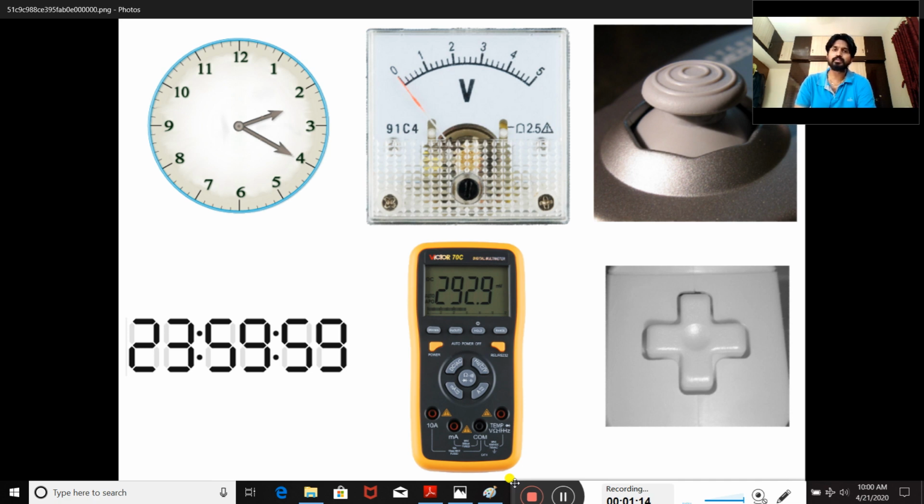Before beginning with the concepts, let me talk about what is digital electronics, why it is required, what the applications of digital electronics are, and what the advantages of digital electronics are. These things we'll see first. This image shows you examples of analog electronics and digital electronics. There are three examples: one is a clock, another one is a voltmeter, and the next one is a joystick.